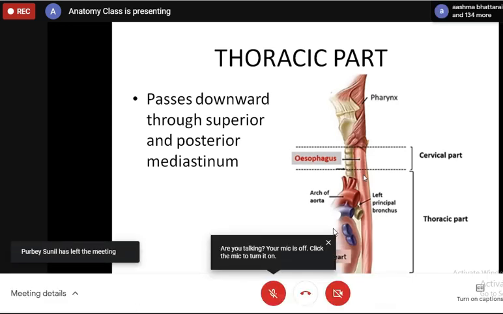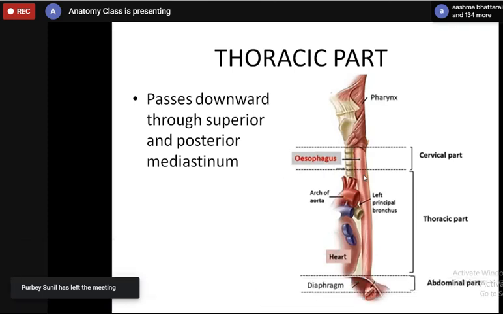The rest of you also try to participate. Mediastinum is divided into superior mediastinum and inferior mediastinum. Inferior mediastinum is further divided into anterior, middle, and posterior mediastinum. Now tell me, among this division, esophagus is the content of which mediastinum? Posterior mediastinum within the inferior, and then superior mediastinum.